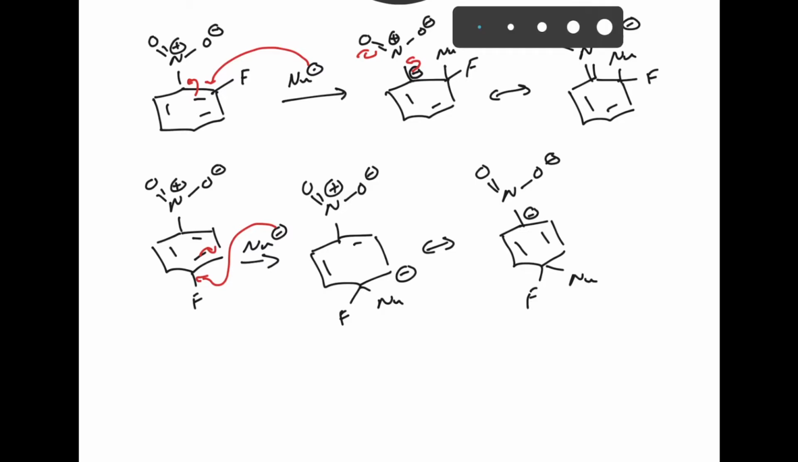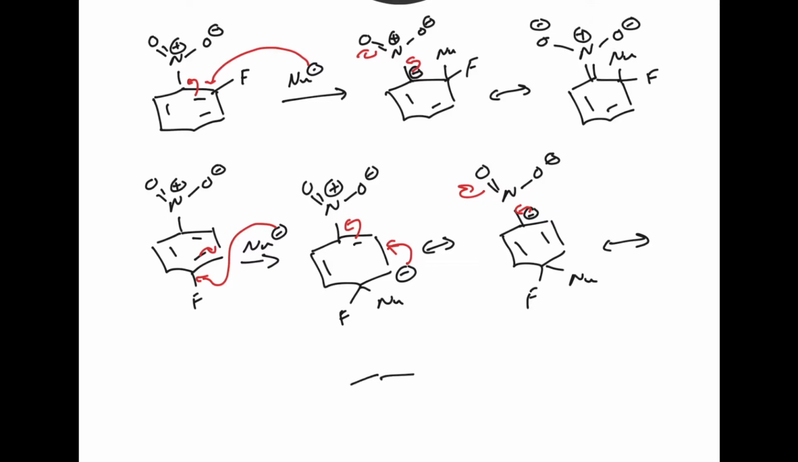Right, and then I can draw the resonance structure where those electrons go out on the electron withdrawing group. So here, I will draw this arrow. There you go. And then this will come out. Right, so when they're ortho and para, the electron withdrawing group is helping to stabilize the negative charge.